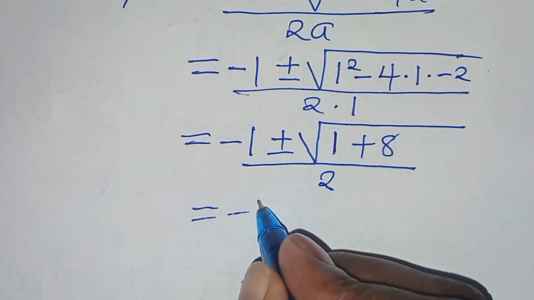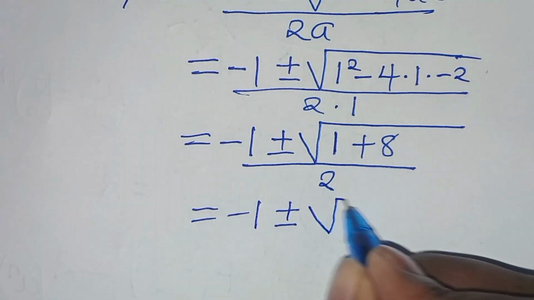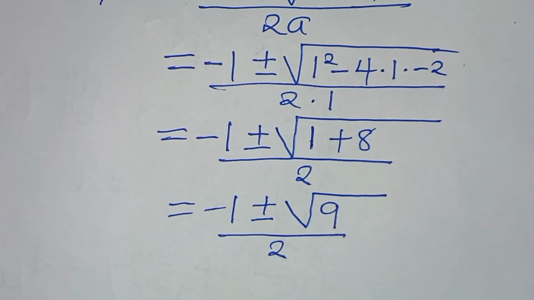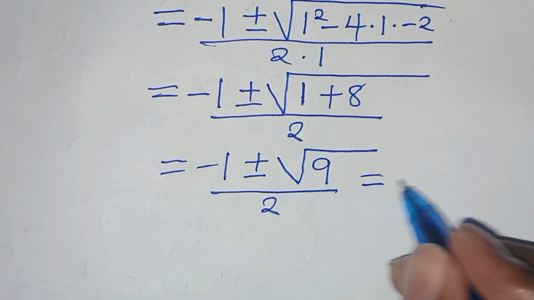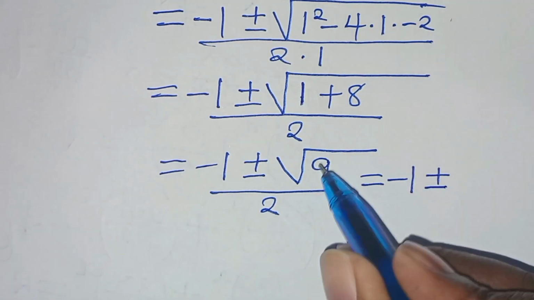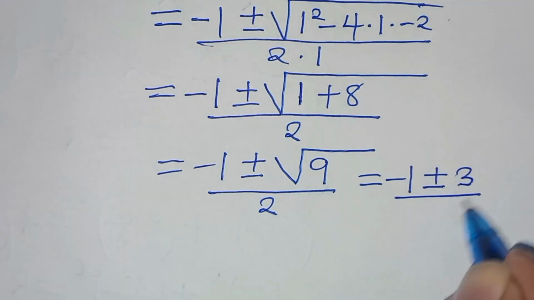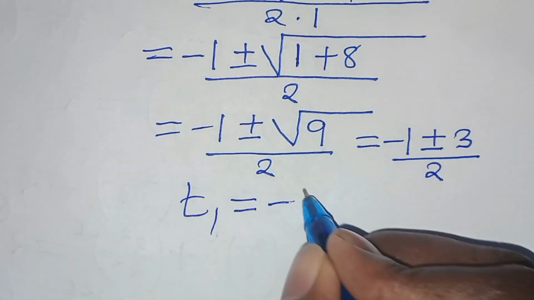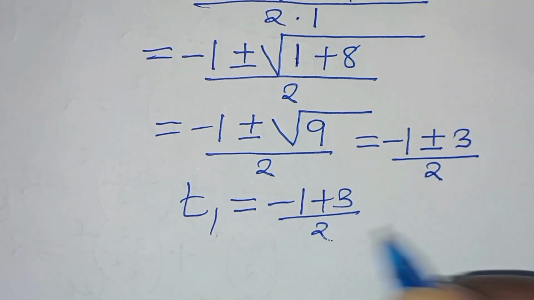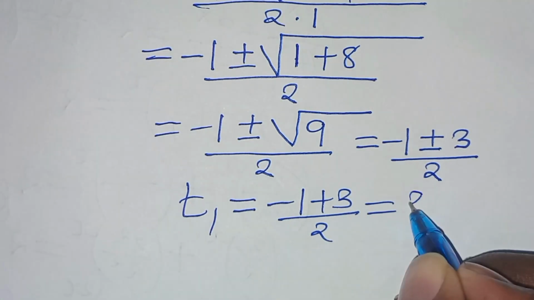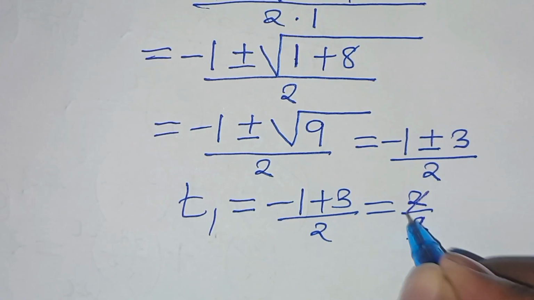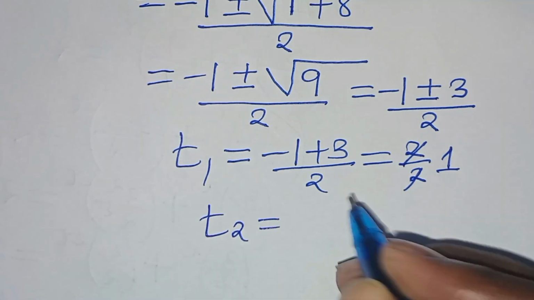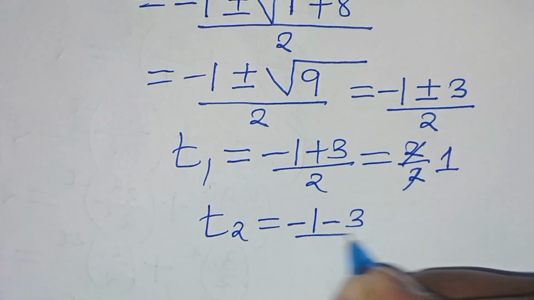So here we have minus 1 plus or minus the square root of 1 plus 8, this is 9, then divided by 2. So this implies minus 1 plus or minus the square root of 9, this is 3, divided by 2. So we have that t1 is equal to minus 1 plus 3 over 2. So minus 1 plus 3, this is equal to 2, divided by 2, so that t1 is equal to 1.